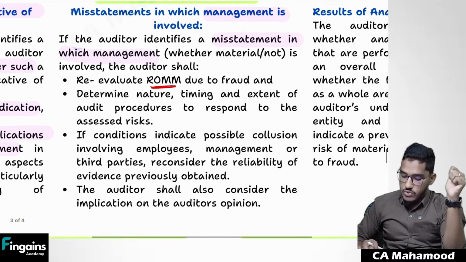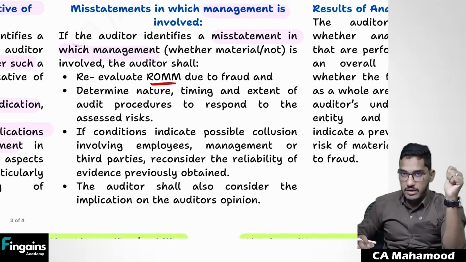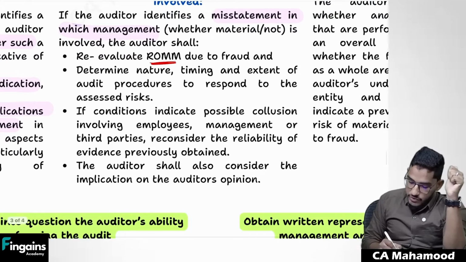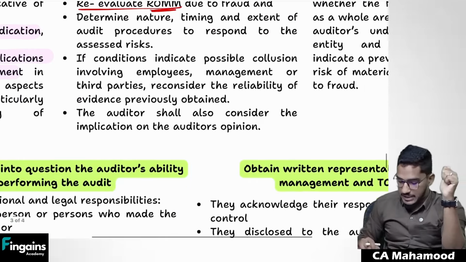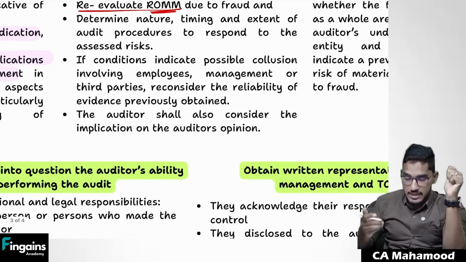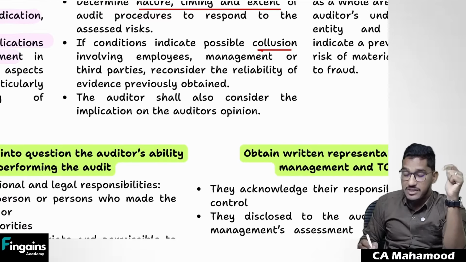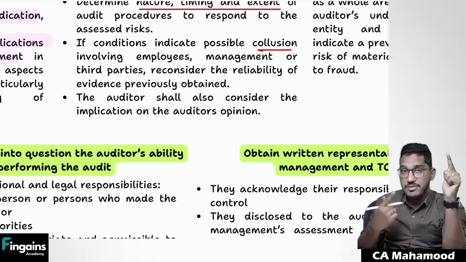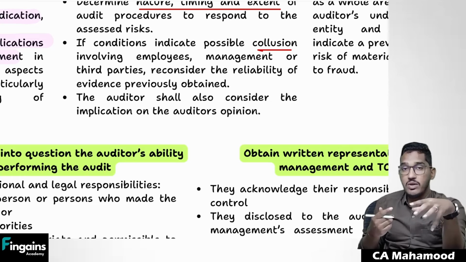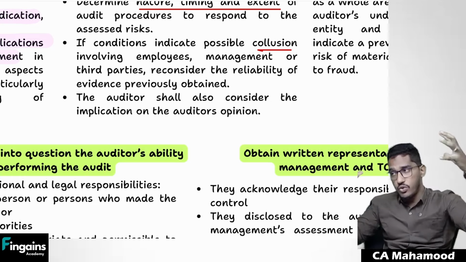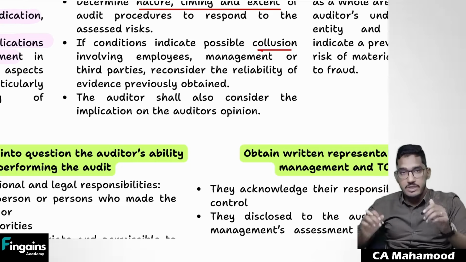Clear, everybody? So if you came to know there is a misstatement in which management is involved, first you need to re-evaluate the risk of material misstatement. Since you have reassessed it, make changes to the nature, timing, and extent of the audit procedures. And if conditions indicate that there is collusion, and a further indication that management is involved in the fraud, not just management, there is collusion. So many people have colluded with each other.